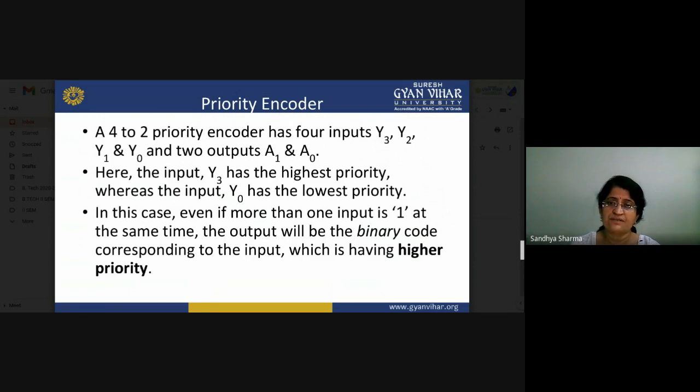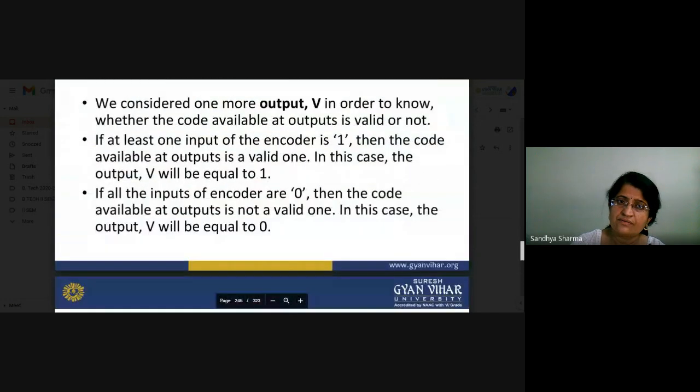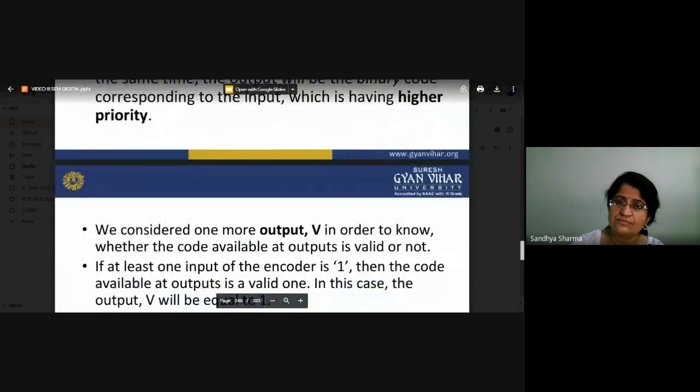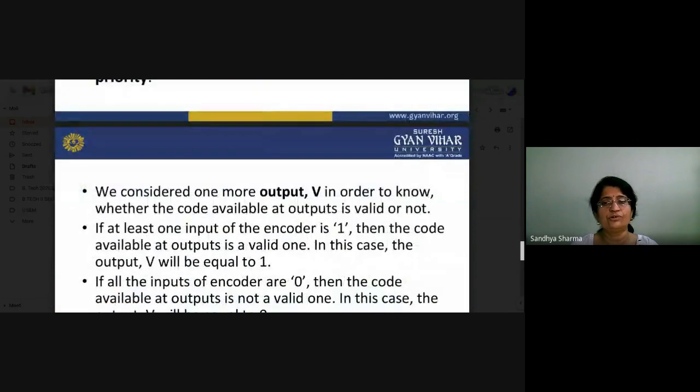So what will happen if at a time y0 and y3 are both active high? Which one has the highest priority? It will be reflected first, or considered first, as the output signal. That is basically why we consider the higher priority. Now again we will switch to the V output. It is the same thing, but there is a V output, through which we know about the priority of our encoder system.